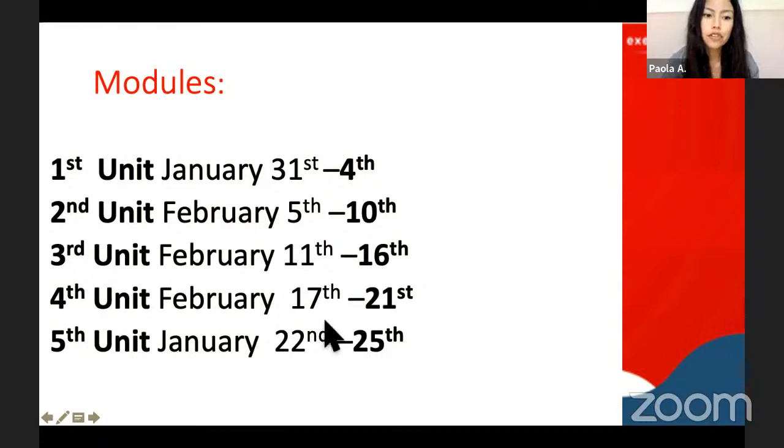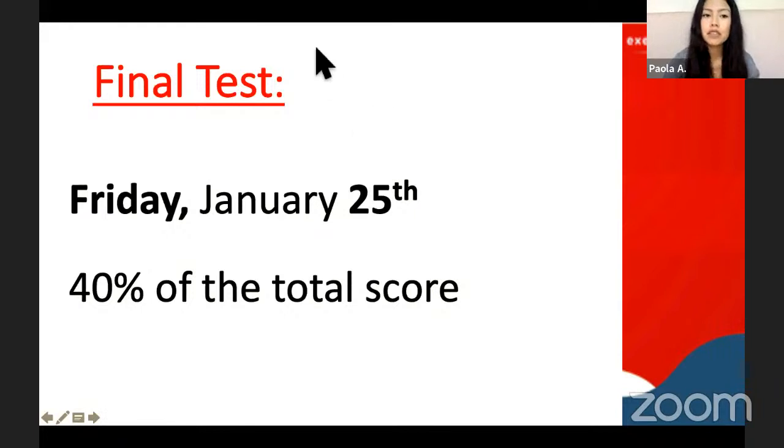Now for the fourth unit, we start the 17th, quiz the 21st, and finally the last unit, the 22nd until the 25th. Remember, the last week is always the shortest because we have the final test, which is scheduled for that last Friday, January 25th. And remember, it's 40% of the total score.